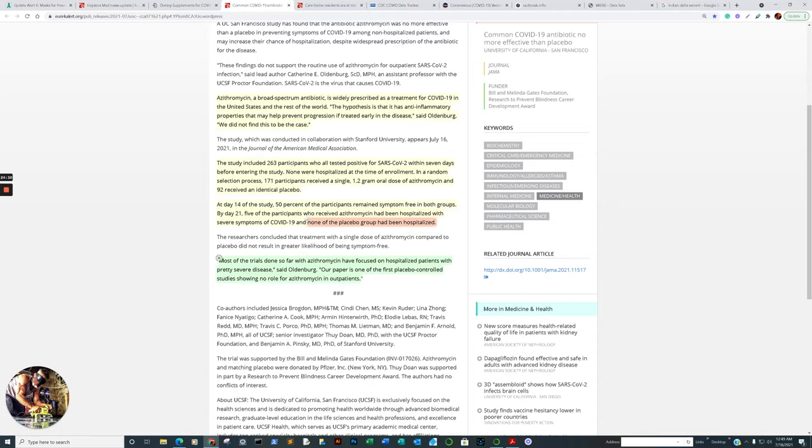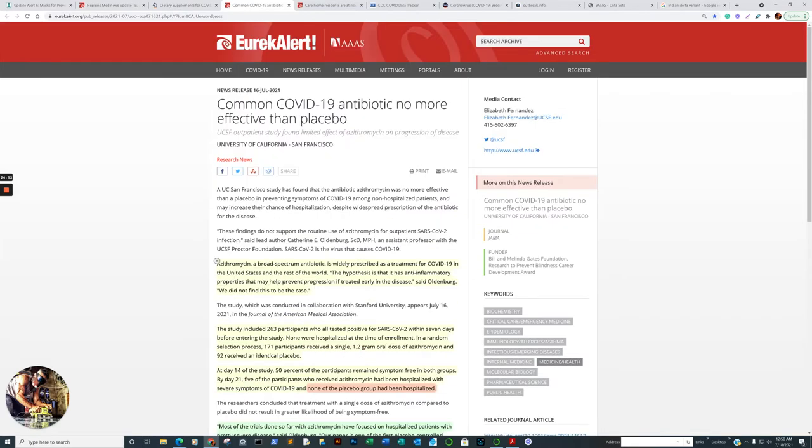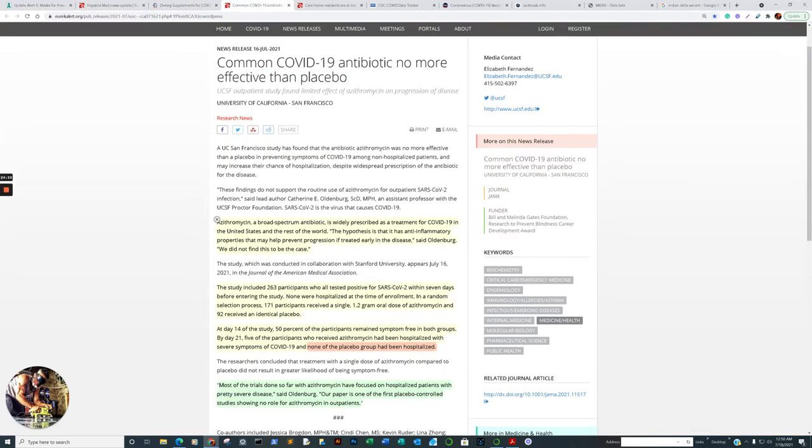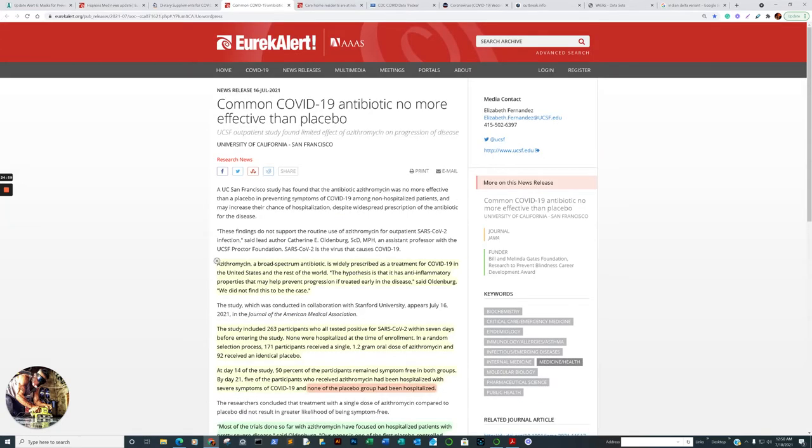All right. Most of the trials done so far with azithromycin have been focused on hospitalized patients. Obviously, if they're taking that, they would be hospitalized. With pretty severe disease. That's not publisher bias. That's just an observation. Our paper is one of the first placebo-controlled studies showing no role for azithromycin in outpatients. Again, once again, to the fact checkers, I am not making any medical claims or whatever. I'm just reading the study verbatim, not adding publisher bias either.